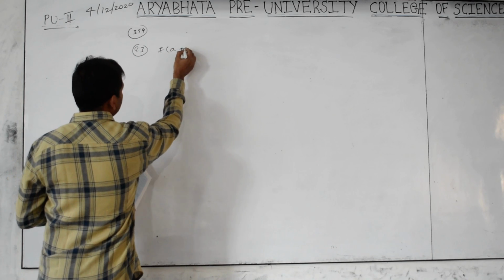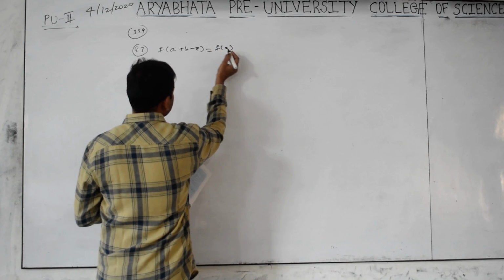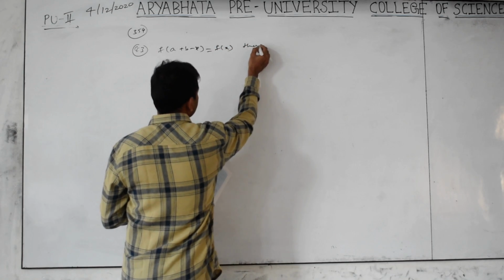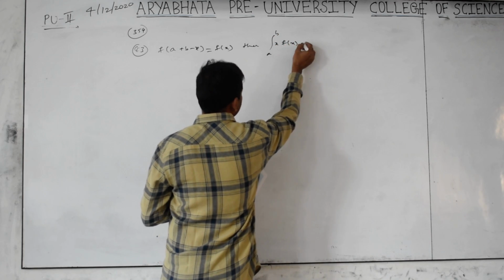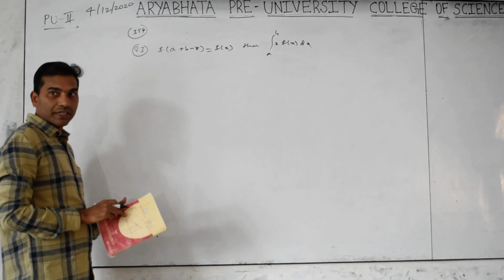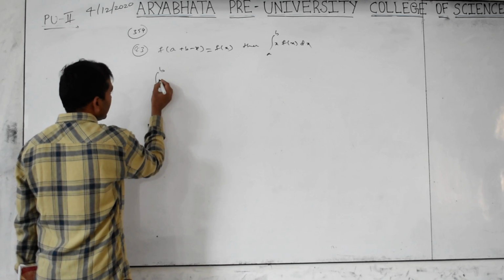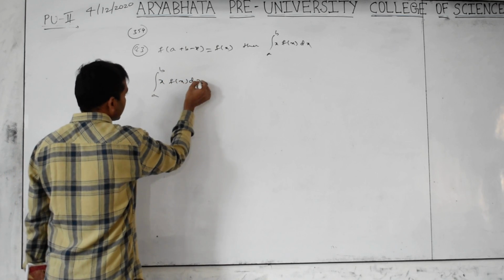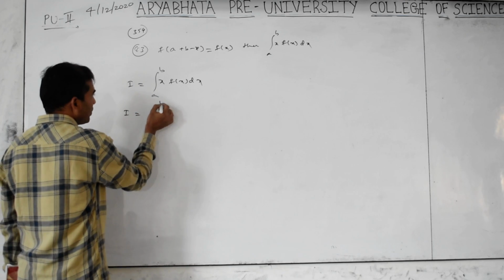If f of a plus b minus x equals f of x, then the integration of a to b x into f of x dx equals what? There are four options given. It will be asked as an MCQ, so let us do this one. Integration of a to b x into f of x dx. Let this be I, and use the property.